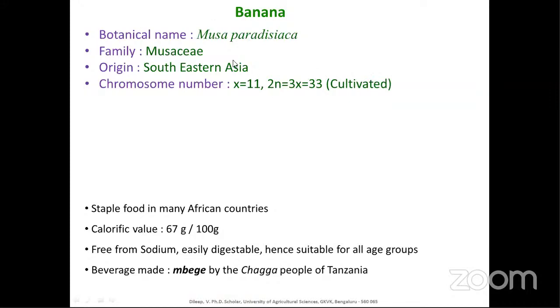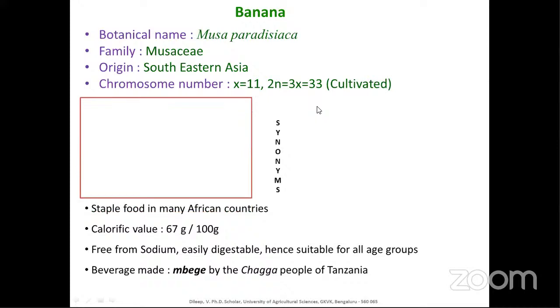Moving forward, it is botanically called Musa paradisiaca. We all know that it belongs to family Musaceae, and the origin is southeastern Asia, and in some literature it is mentioned as the Indo-Malayan region. However, both are the same, southeastern Asia or the Indo-Malayan region. And the chromosome number: the basic chromosome number is x equal to 11, haploid number is n, and 2n equal to 3x. The cultivated bananas are natural triploids, hybrids between Musa acuminata and Musa balbisiana. So the cultivated bananas are 2n equal to 3x equal to 33.